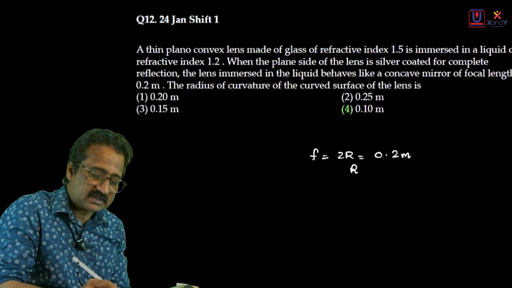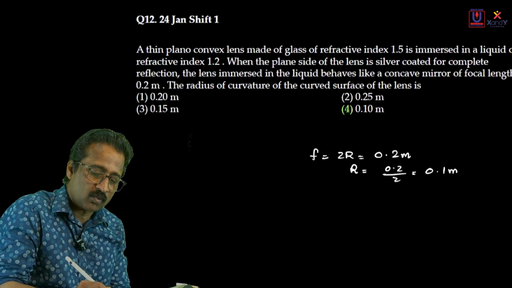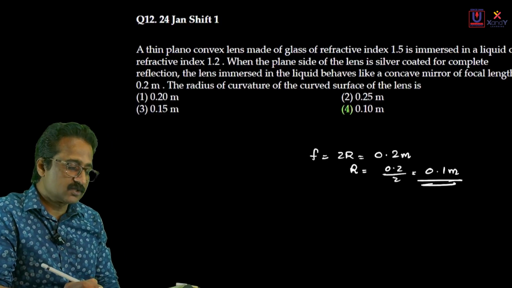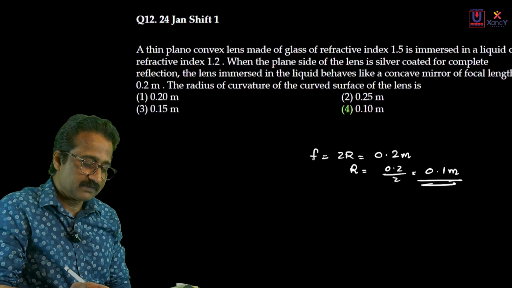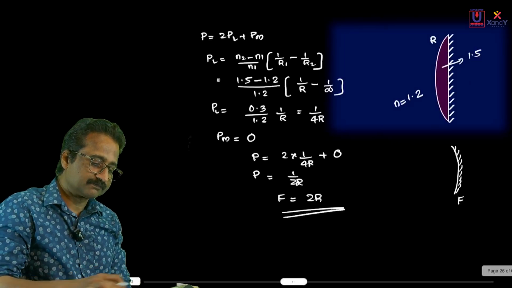Now they ask you what is R. Answer is 0.2 by 2, which is equal to 0.1 meter. So the radius of curvature of the lens is given to be 0.1 meter. Option is 4. That was 12.